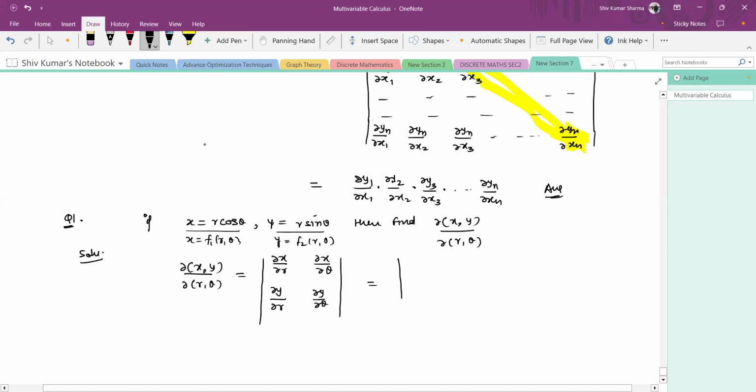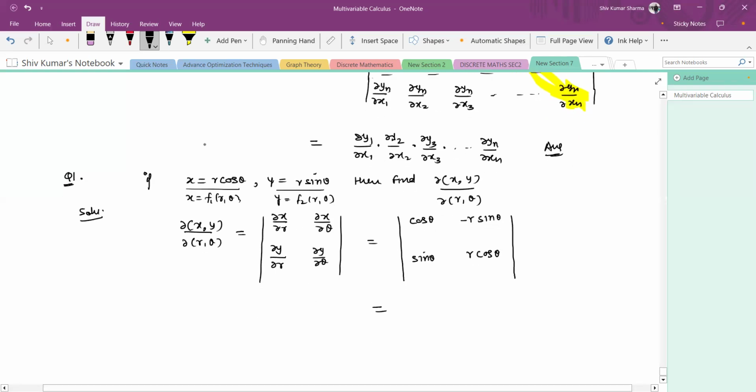So this is equal to del x upon del r. So we differentiate x with respect to r. We follow all the rules of partial differentiation. That means when we differentiate partially with respect to r, we treat theta as a constant. So the differentiation of r is 1. So the first term will be cos theta, and del x upon del theta. When we differentiate with respect to theta, we treat r as a constant. So we write r, and the differentiation of cos theta is minus sin theta. Del y upon del r is sin theta, and del y upon del theta: the differentiation of sin theta is cos theta.